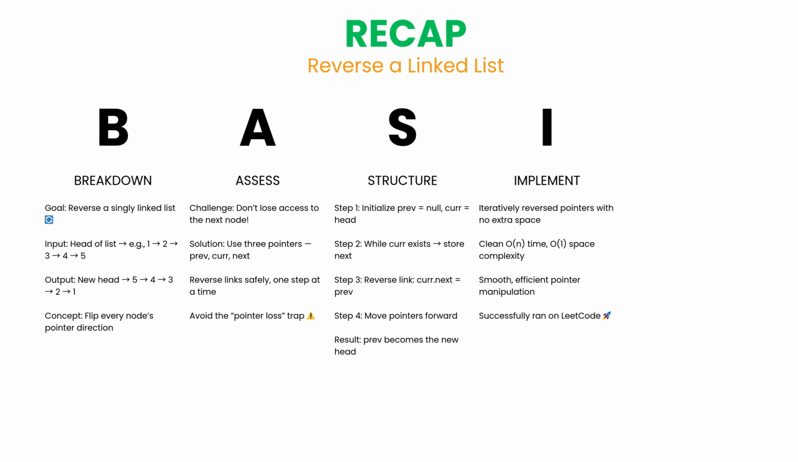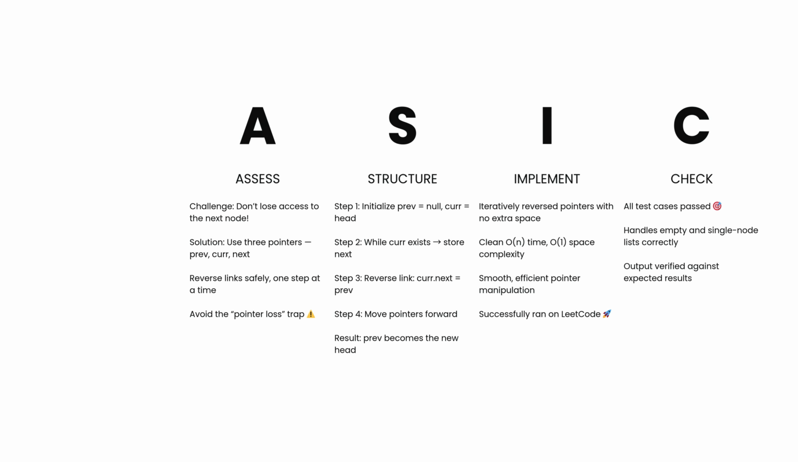Implement recap. We implemented this iterative approach, carefully updating pointers at each step. Running it on LeetCode, the code executed cleanly, without errors or lost links. Check recap. We verified the logic with multiple test cases: multi-node lists, single-node lists, and empty lists. Each time, the nodes were correctly reversed, and all edge cases passed. Time complexity is O(n), and space is O(1), efficient and elegant.